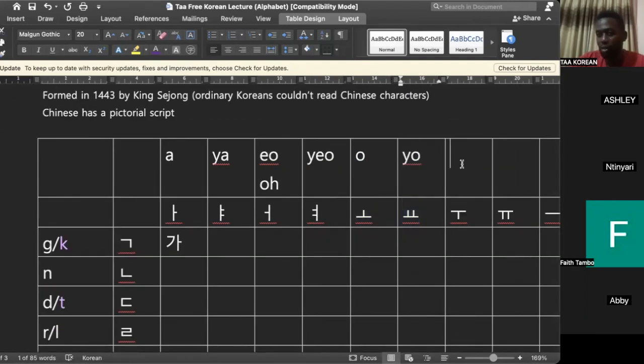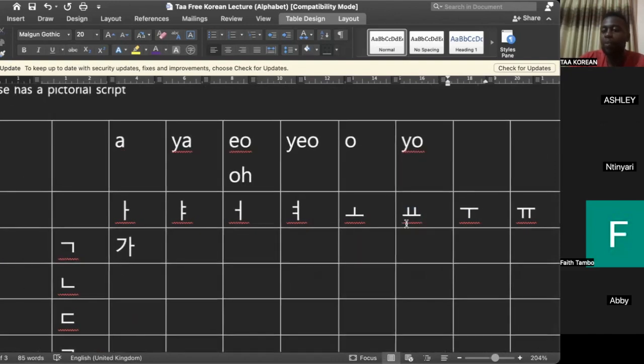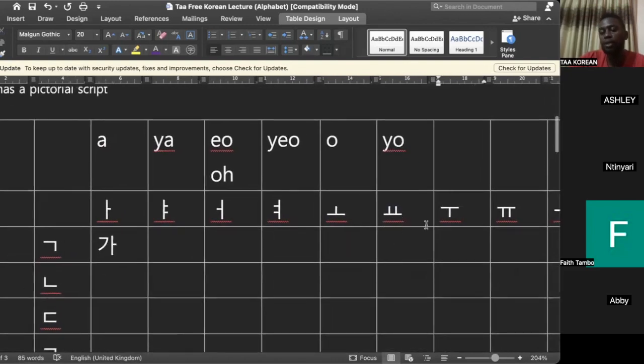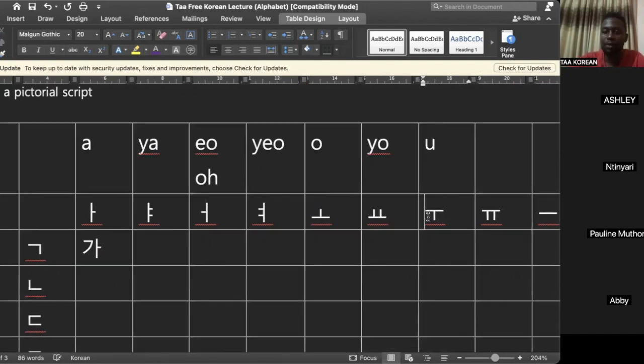O, yo. Next, many students end up confusing these two, this one and this one, because of the way it's shaped and the way it looks. Even I used to confuse these things. Anyways, this is O. The opposite, the thing that looks like a capital T, is a U. The U sound. For example, in East Africa, you have the country Uganda, but in Korean, it's Uganda with U, not Uganda.